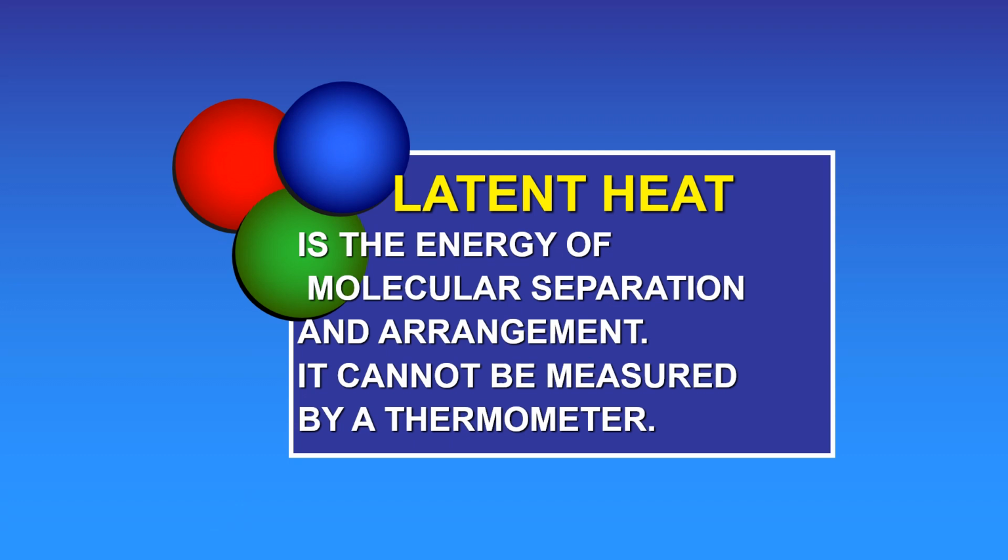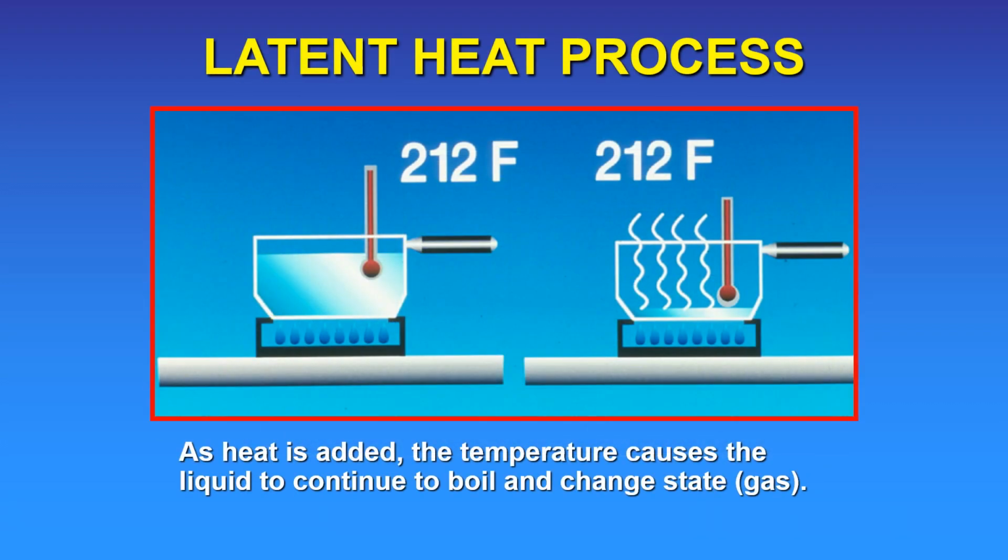Latent heat is the energy of molecular separation and arrangement. It cannot be measured by a thermometer. It is the heat absorbed or released when a substance changes its physical state completely at a constant temperature. As we have seen, latent heat is the energy of molecular separation and arrangement, which cannot be measured by a thermometer. Heat is added until liquid boils, and as it continues to boil, the water changes state to a gas or steam. The temperature does not change, but the state does.